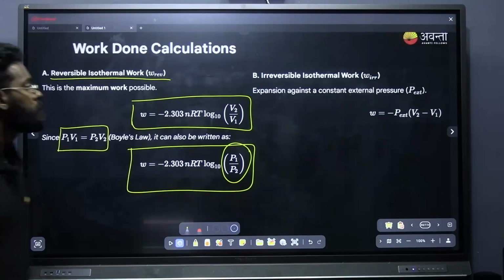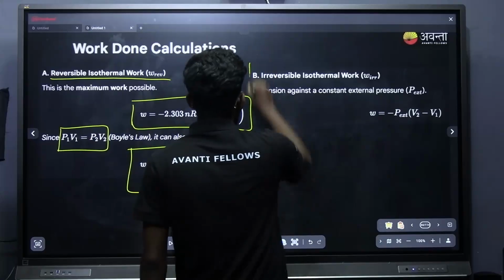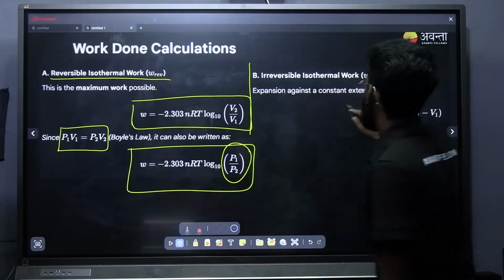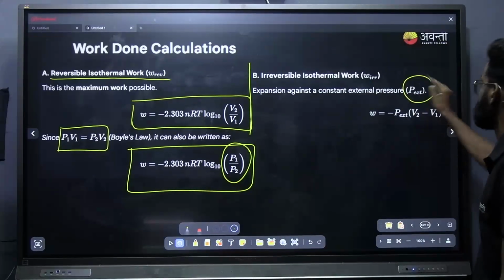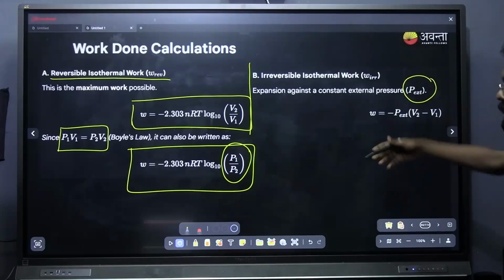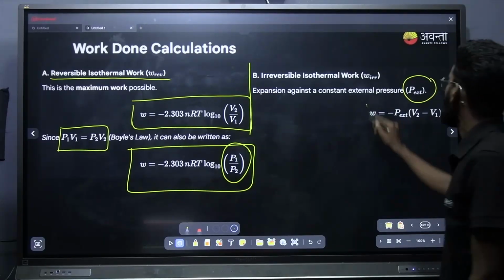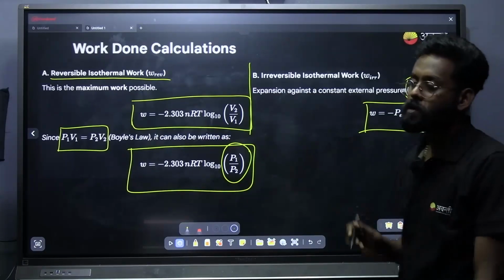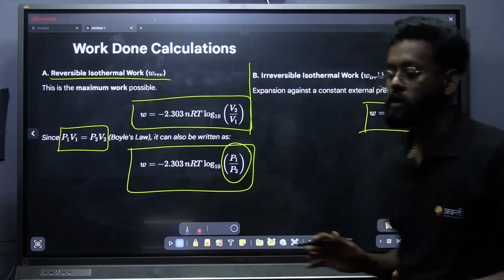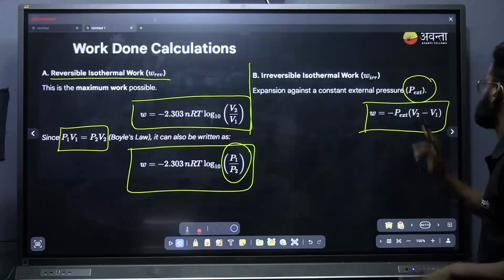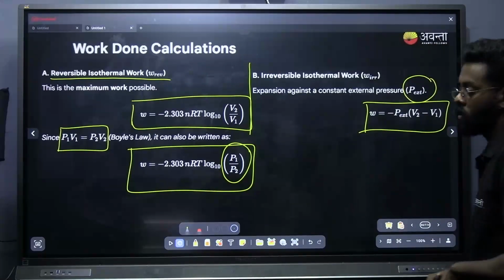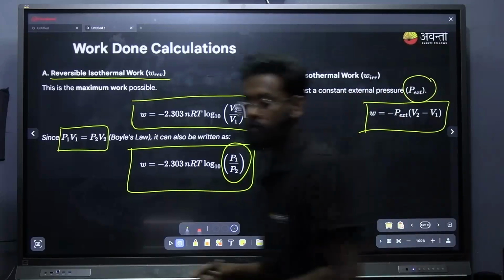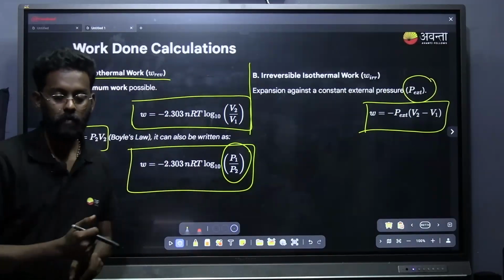And for irreversible there is nothing to think, because it is taking place against a constant external pressure, there is no need of integrating anything. So work done will be minus P external into V2 minus V1. For irreversible, the equation is the same. Work done in irreversible process is equal to minus P external into V2 minus V1. This is the complete idea.